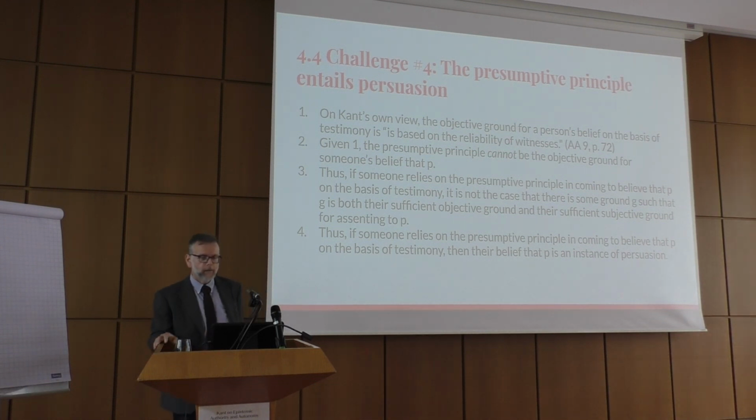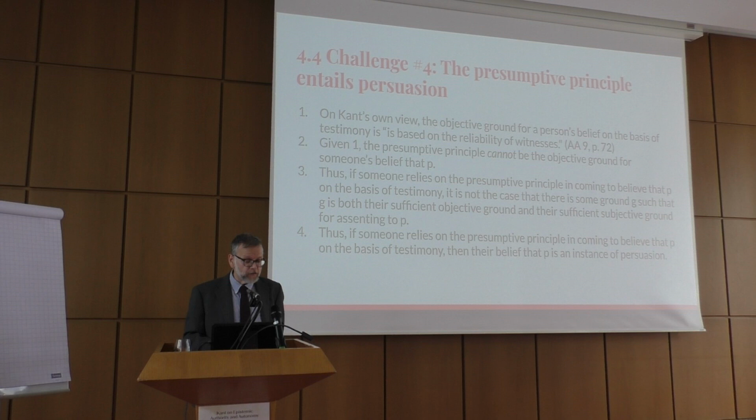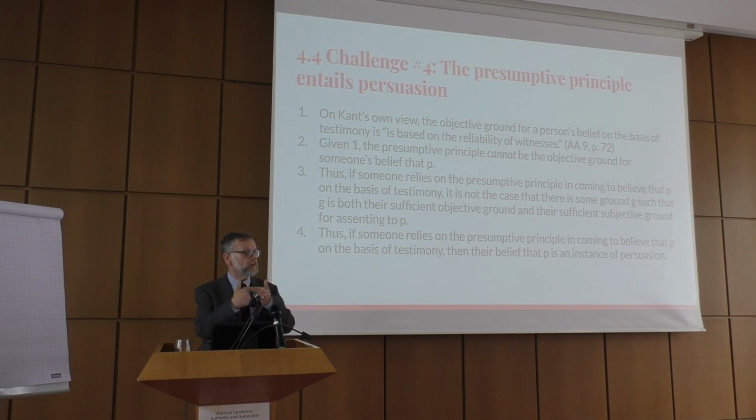So if you have objectively sufficient, objectively good grounds, then it's because the witnesses are both competent and of good moral character, right? But given that first premise, the presumptive principle cannot be the objective ground for someone's belief that P, right? But that means that if someone relies on the presumptive principle in coming to believe that P on the basis of testimony, then it isn't the case that there is some ground G such that G is both their sufficient objective ground and their sufficient subjective ground for assenting to P, right? Those come apart then. Right?